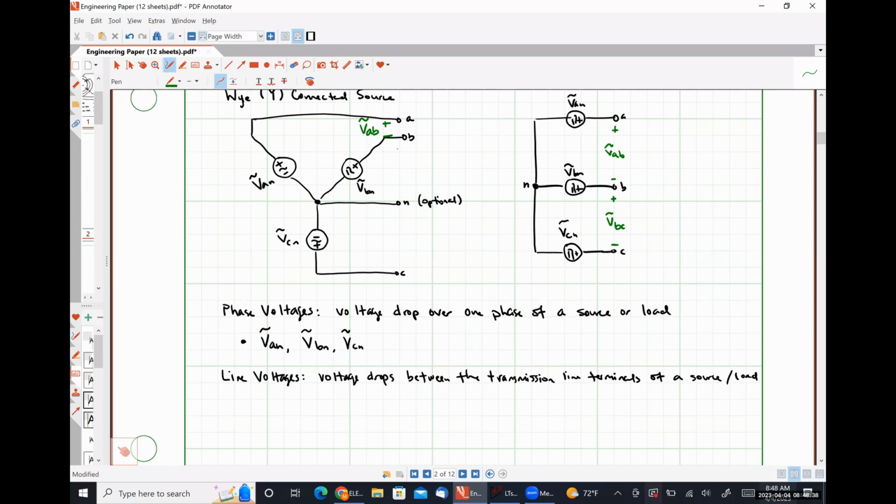We're also going to have a line voltage VBC. That's going to be from B down to C. And we're going to have a line voltage from C to A. So these are our line voltages. VAB, VBC, VCA. Are we okay with that? Anybody have any questions whatsoever about this stuff?